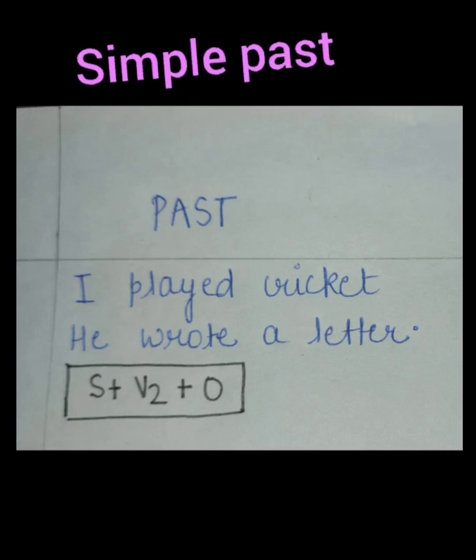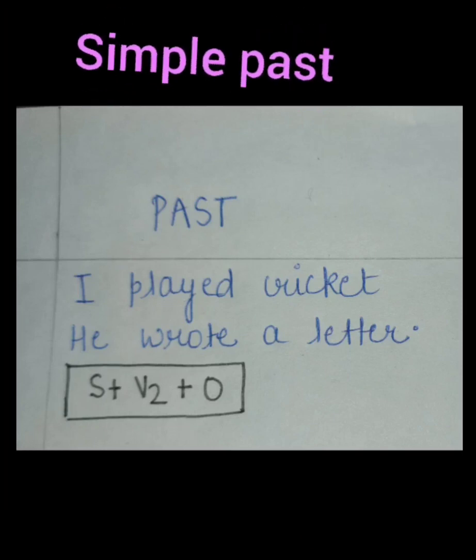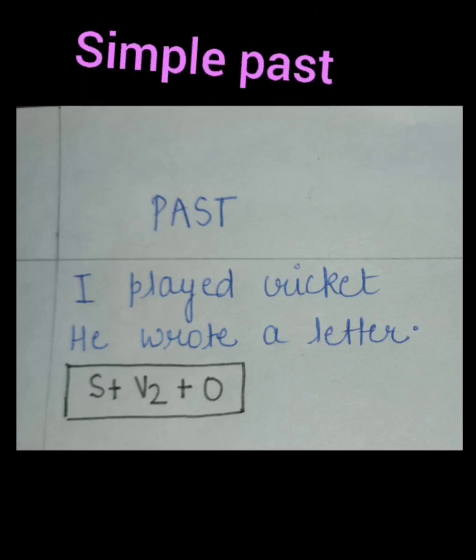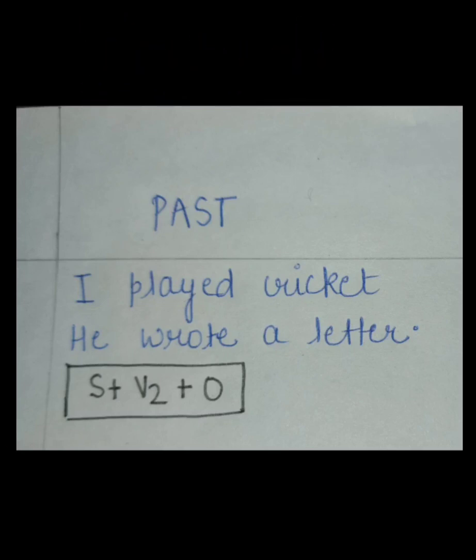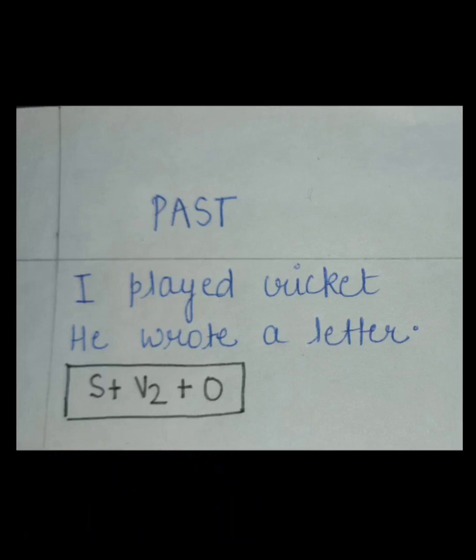So simple past says I played. Students, here my sentence has also changed. Earlier it was I play, now it has changed into I played. So here I have added ed to my verb. So similarly my formula will also change. So the rule will be subject plus verb second form, that is V2, plus object. You can see another example also which I have written. He wrote a letter. So the second form of verb will be wrote. Verb first form is write and the second form is wrote.